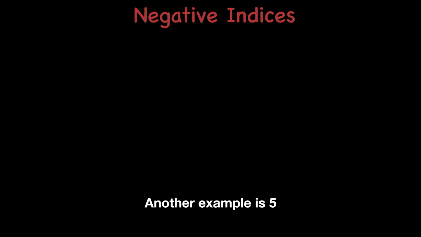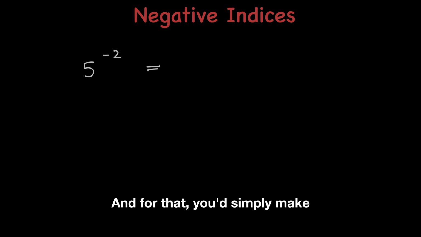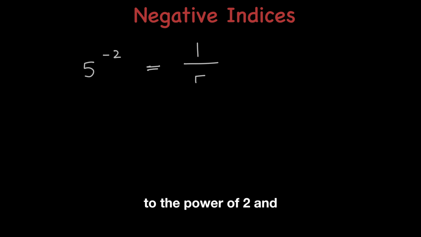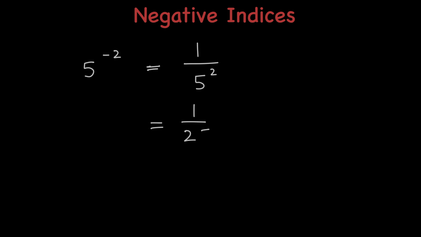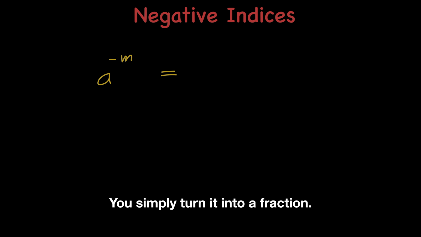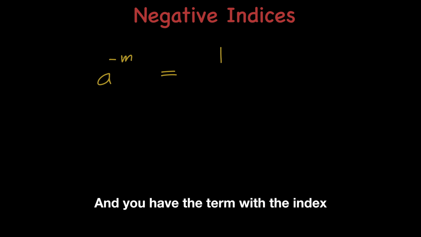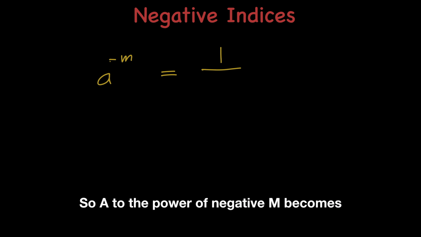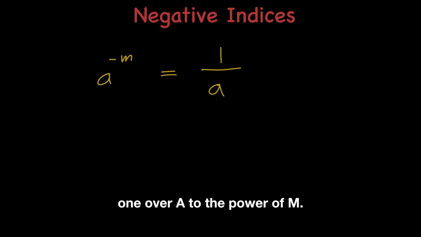Another example is 5 to the power of negative 2. And for that, you'd simply make it into the reciprocal. So 1 divided by 5 to the power of 2. And that just becomes 1 on 25. And so as a general summary, whenever you have any term raised to a negative index, you simply turn it into a fraction and you have the term with the index in the denominator. So a to the power of negative m becomes 1 over a to the power of m.